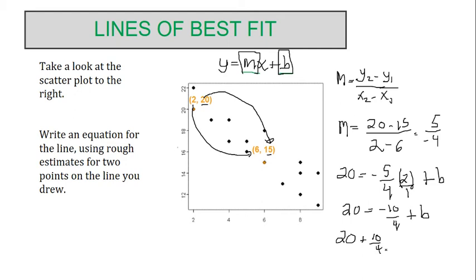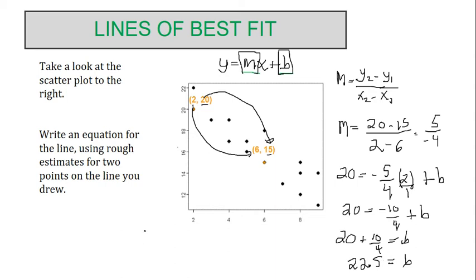Remember why it's a plus here and not a minus? Because I had to add it to the other side to get it across the equal sign. So if I take 10 divided by 4, that's the same as 5 divided by 2. That's 2.5 as a decimal. So if I do 20 plus 2.5, I'm going to get 22.5. You could have also left that as a fraction if you had wanted to.